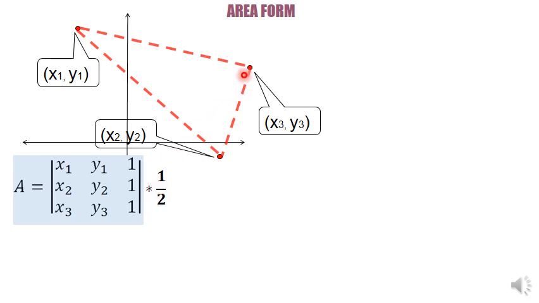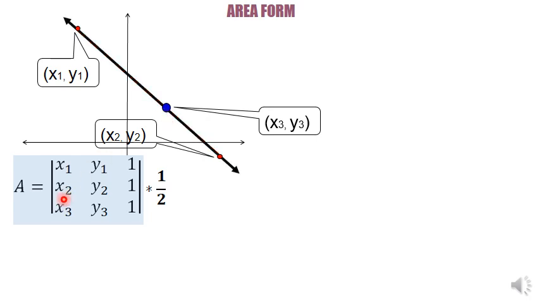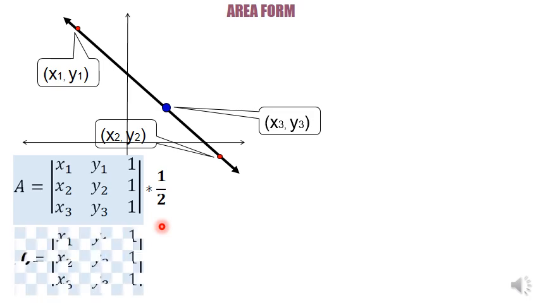Observe that if the third point lies on the same line, meaning the area of this triangle is now reduced to 0, then what we have now is a line. So we can write the equation of this line in this form, the area form equation of the line. We use this definition of the area, and since the area formed by this expression is equal to 0, we'll have this expression for the equation of the line in this form, the area form equation of the line.